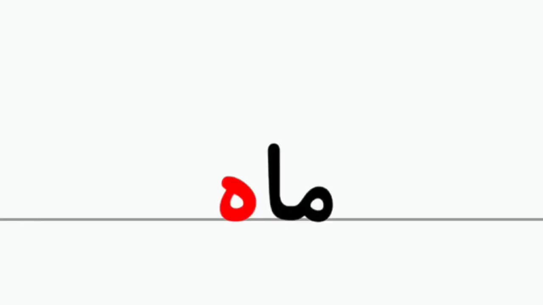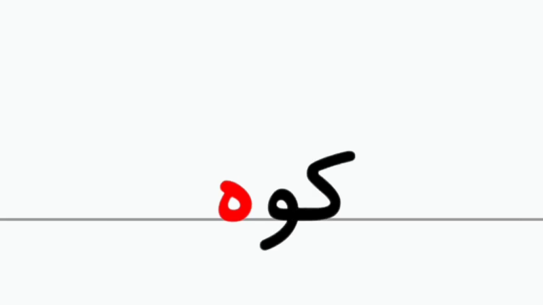The first word is ma, which means moon. As you see, letter he takes the final position. It hasn't joined the letter before it, which is letter alif, and it sounds exactly he, ma. We call it ma. The next word is kuh, which means mountain. Again, we have the final isolated form of letter he and it hasn't joined the letter before it, which is letter vav, and it exactly sounds he, kuh.